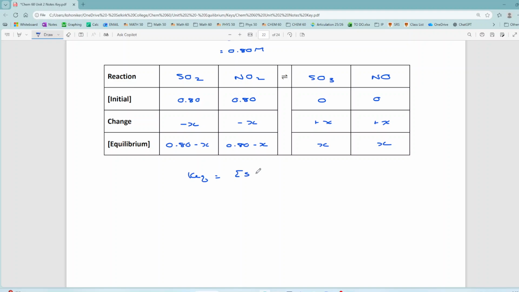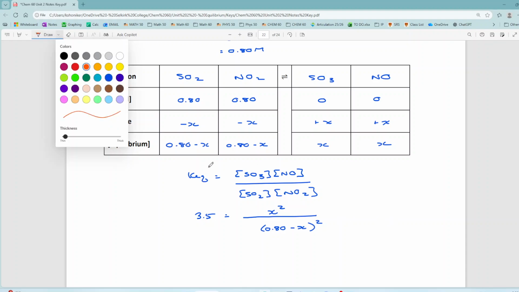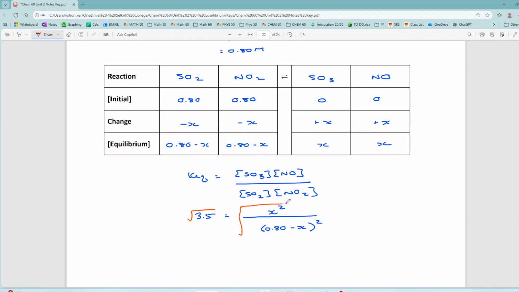KEQ is equal to the concentration of sulfur trioxide times the concentration of nitrogen monoxide divided by sulfur dioxide times nitrogen dioxide. They're giving us that the KEQ value is 3.5. And then let's put these in. So in my numerator, I have x times x, or x squared. In my denominator, I have 0.80 minus x times 0.80 minus x, so just squared. I'm going to take the square root of both sides. So again, nothing different from part A.